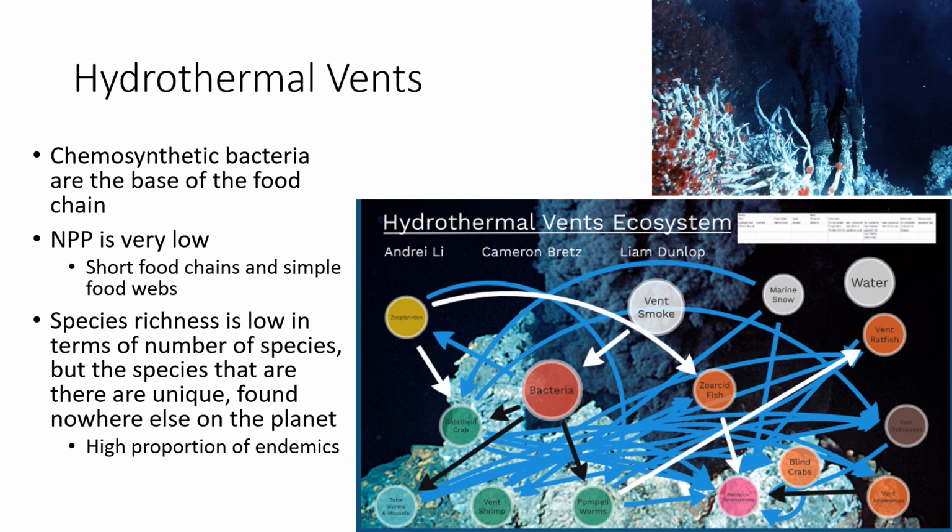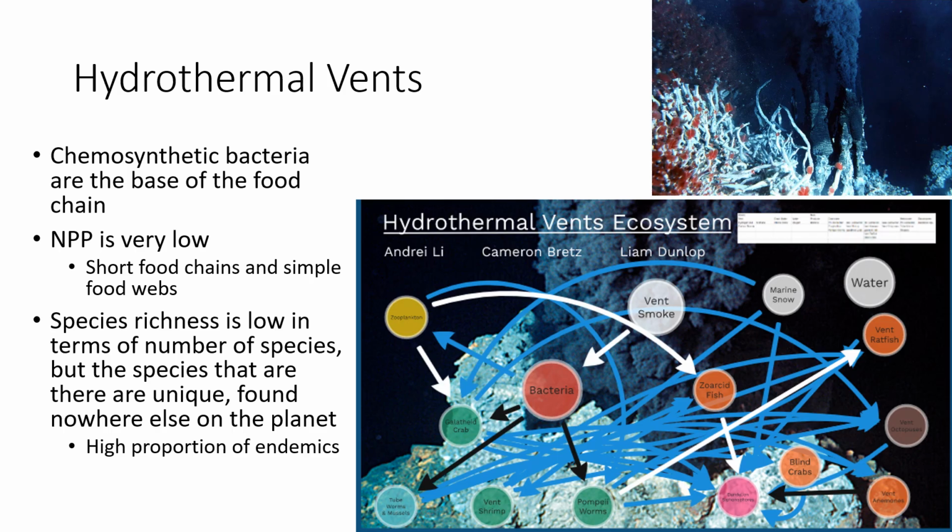All right, chemosynthetic bacteria are the base of the food chain. We're going to have very short, simple food chains. Net primary productivity is quite low because chemosynthesis is not as productive as photosynthesis, and that keeps, along with other things, the food chains pretty short. This food web is pretty small compared to most marine food webs.